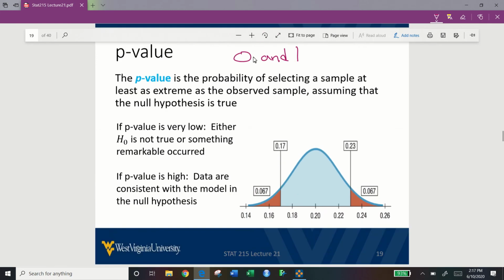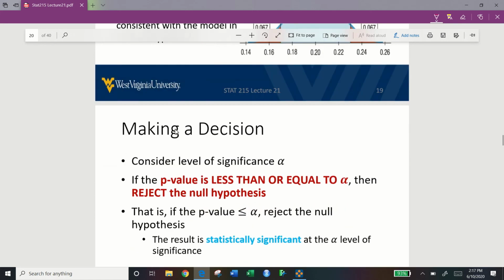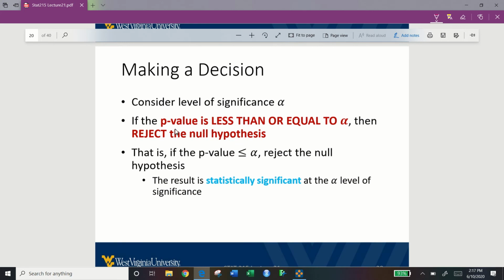Again, scrolling up, we are told that if the p-value is low, either the null hypothesis is not true or something remarkable occurred. Very low means it is less than or equal to alpha. So if our p-value is less than or equal to alpha, we reject the null hypothesis. The result is statistically significant at the alpha level of significance. Ideally, when we are conducting a hypothesis test, we want to reject the null hypothesis. Ideally, our p-value is less than or equal to alpha.